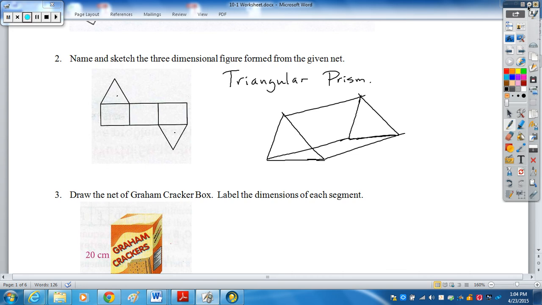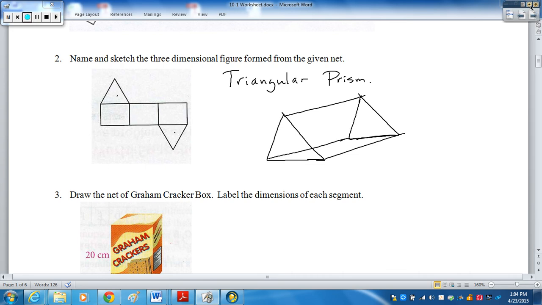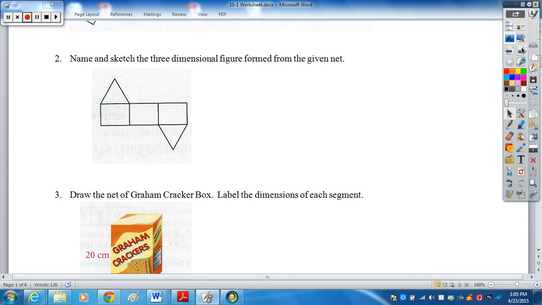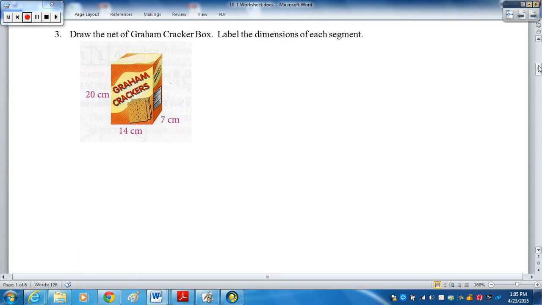Now, let me just clarify something. Since this portion of the back base is in the background, you can't see it, and you can't see this edge either, I'm going to show a dotted line here. Something like this. And that's how I would draw the prism out on my paper. Just giving you a heads up, when drawing prisms, draw both bases, connect the vertices, and you should be fine.